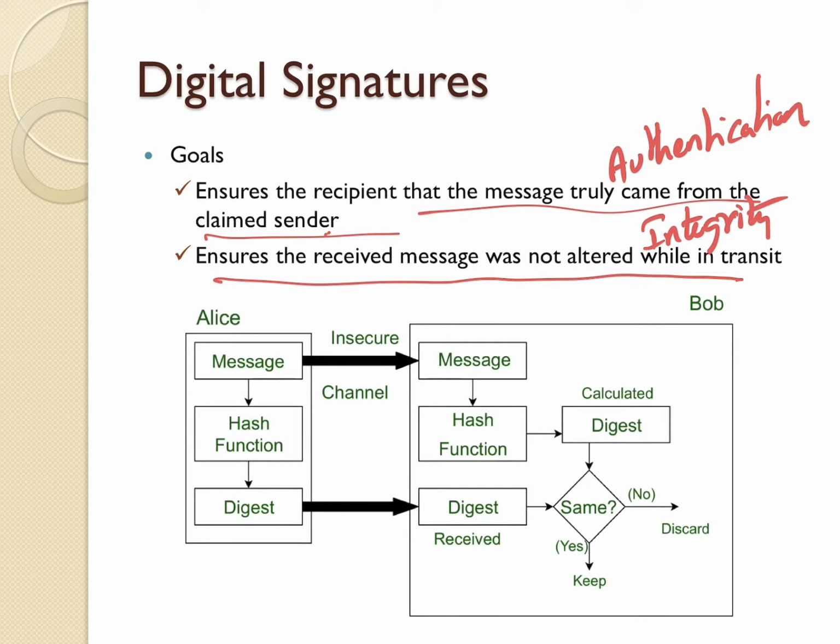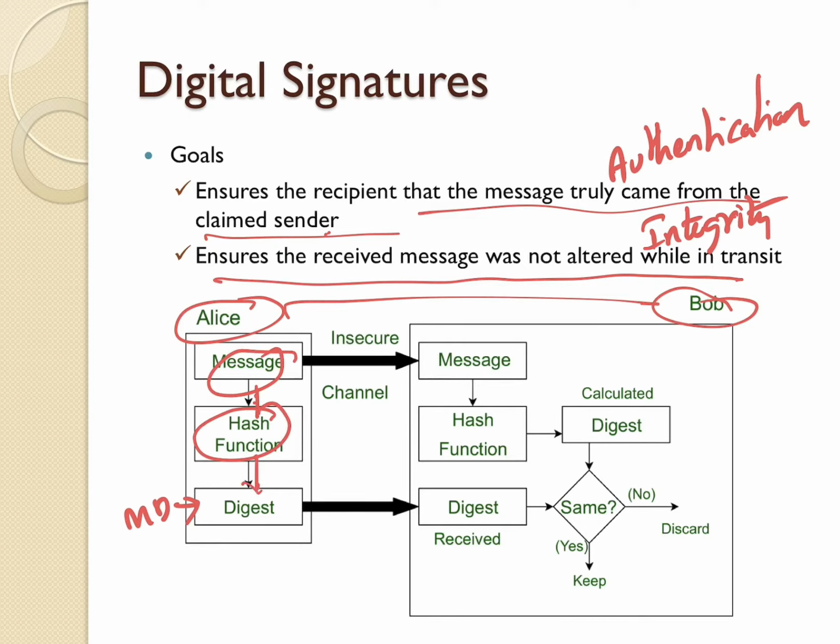Here's a basic block diagram. If Alice wants to send a message to Bob, first she will generate the MD of the message using the hash function algorithm. Along with this MD, the digital signature will be appended and then sent to the receiver. So Alice generated the MD, and along with the digital signature she sends it into the insecure channel.